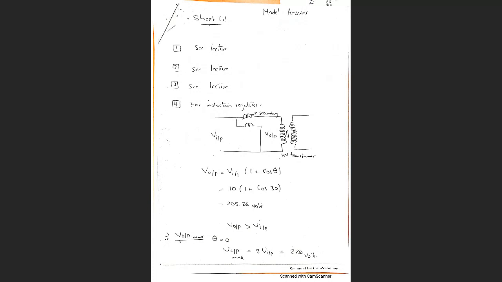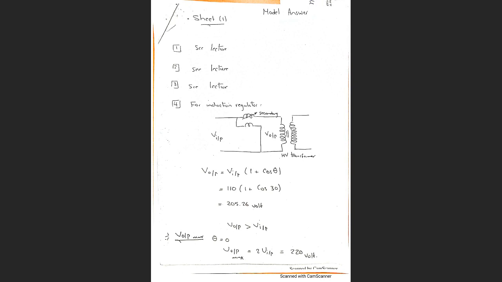this is our induction regulator. Here the relation between output of the regulator and input is with 1 plus cos theta. So V output will be equal to V input multiplied by 1 plus cosine theta. In this case, the input voltage is given as 110 volts, and this theta, the phase shift angle, is given as 30 degrees. If we calculate this, we will get 205.26 volts.